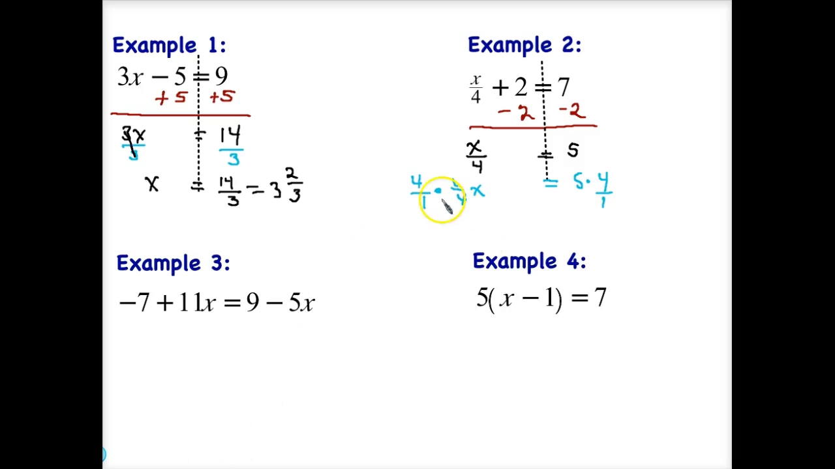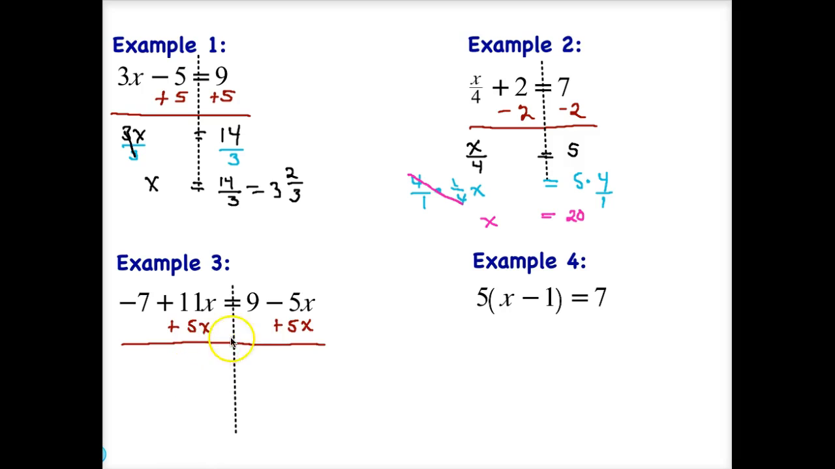When I do that, 4 times 1 is 4, and 1 times 4 is 4. 4 divided by 4 is just 1. And my answer is going to be 5 times 4, which is 20. And I could leave it as 20 or 20 over 1. Let's move to example 3.